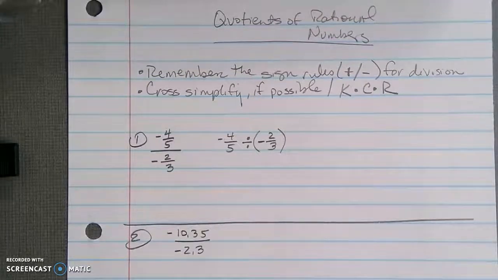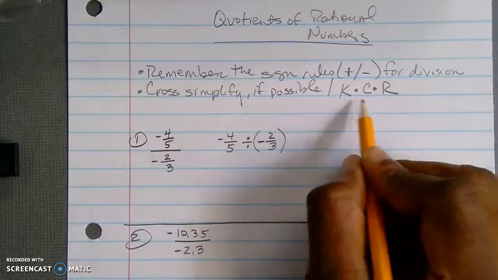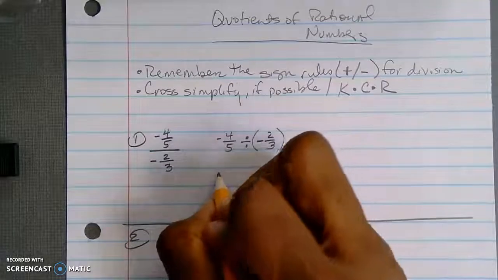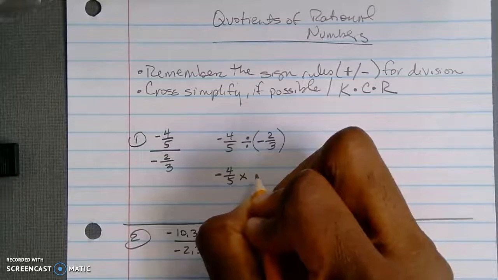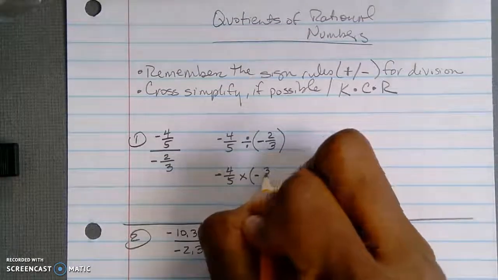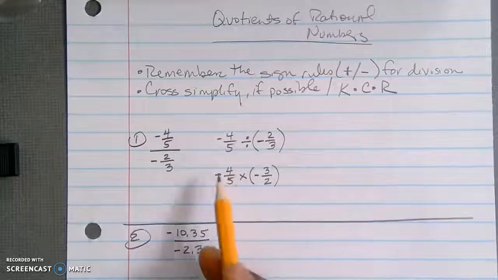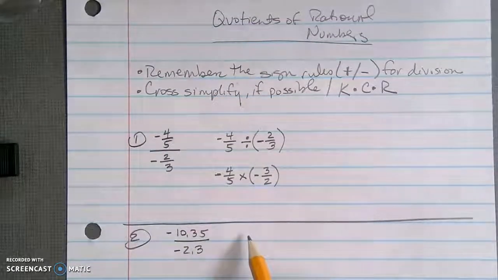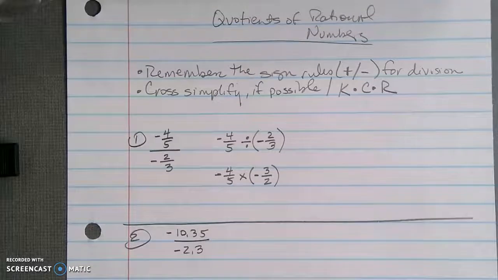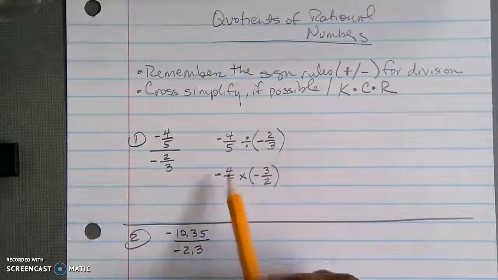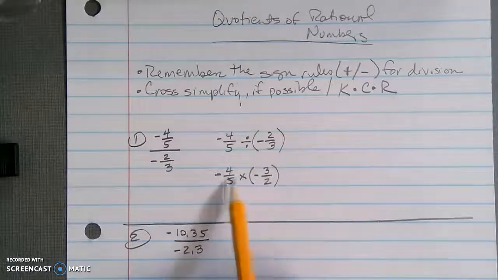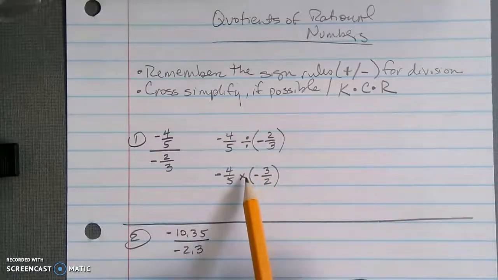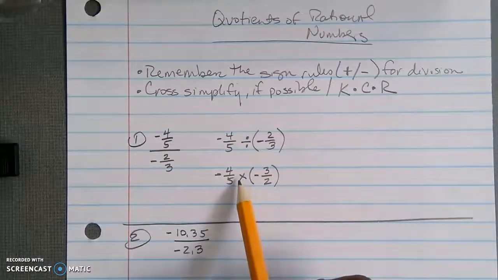Okay, so I have this fraction ready to go. I'm going to use this principle of keep, change, reciprocate. I have negative 4 over 5 multiplied by the reciprocal, negative 3 over 2. Now remember, when I multiply two negative numbers, that's going to result in a positive number, so I need to keep that in the back of my mind. In the meanwhile, I'm going to see, as it says up here, if I can cross simplify anything. Can I cross simplify anything between 5 and 3? Probably not, because there are no common factors.